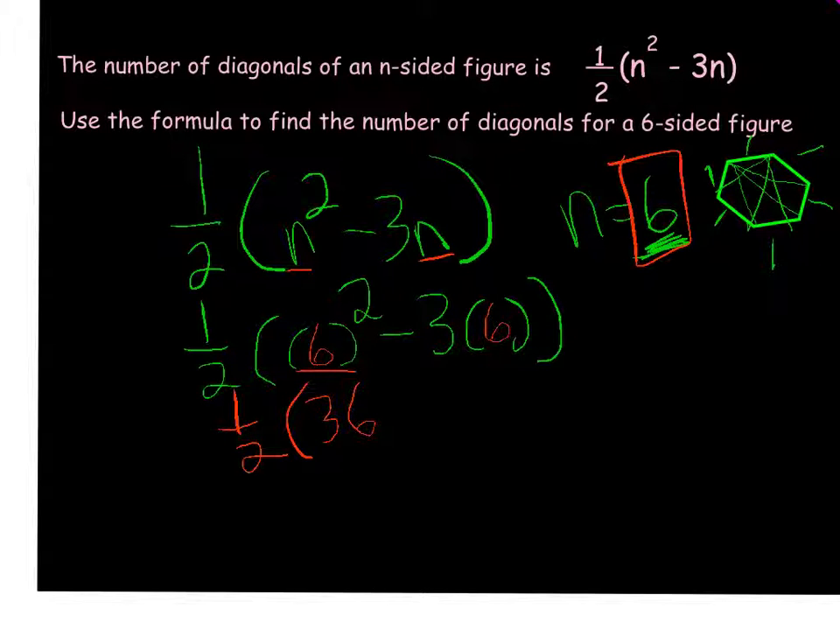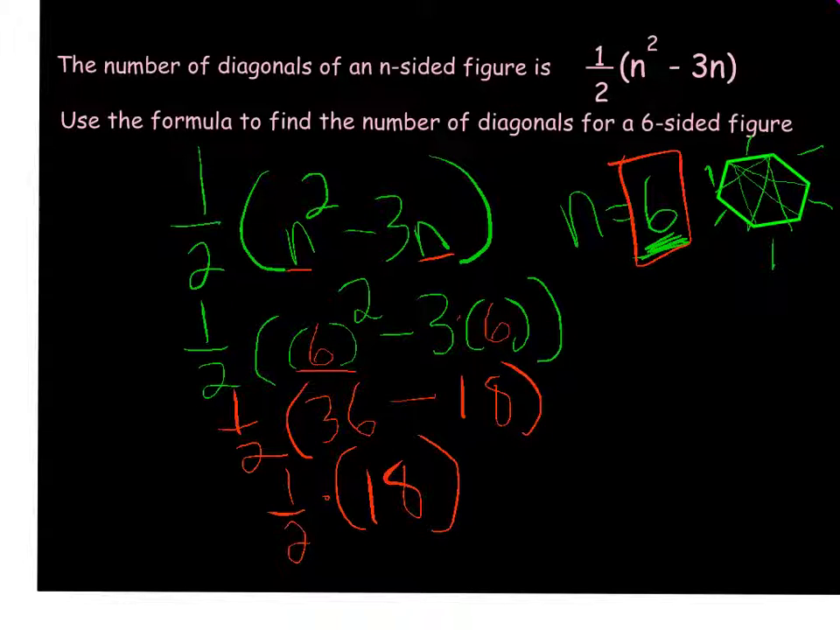And then I'm going to, I could do this if I want. 3 times 6 is 18. So now I still have to do my parentheses. 36 minus 18 is 18. So my parentheses is 18. Now I have a 1/2 on the outside, and it means to times it. Half of 18 is 9. So there are 9 diagonals that you could draw. Okay? You could try it if you want.